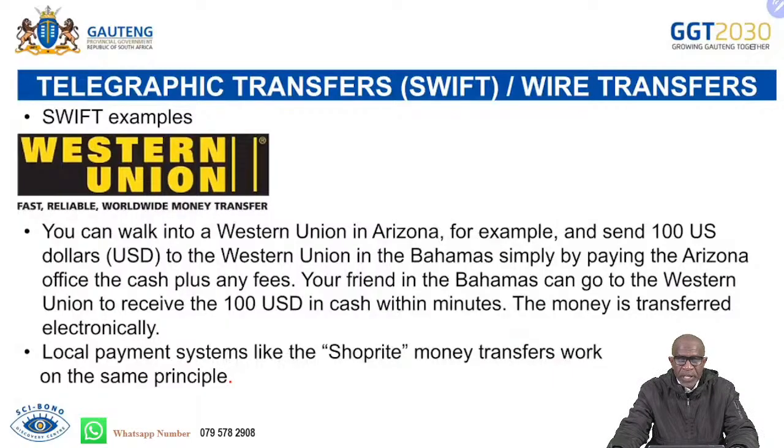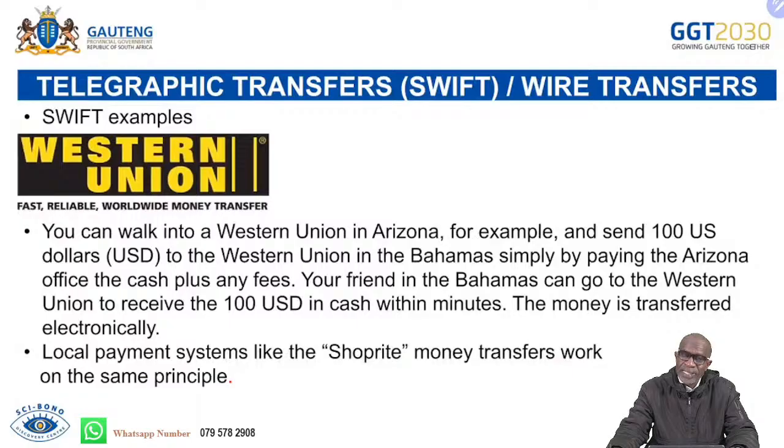You can walk into the Western Union of Arizona, for example, and send US dollars to the Western Union in the Bahamas simply by paying the Arizona office the cash plus any fee that is charged. And your friend on the other side, that is the Bahamas, can go to the Western Union to receive the 100 US dollars in cash within minutes. The money is transferred electronically.